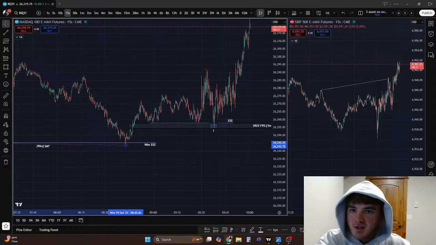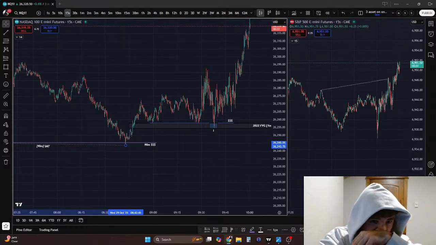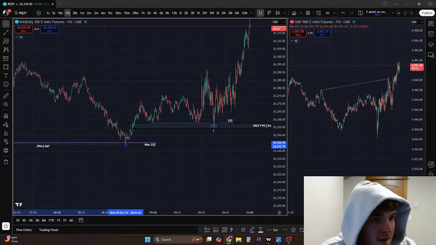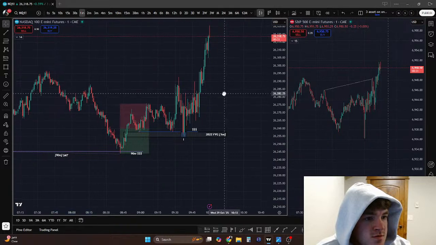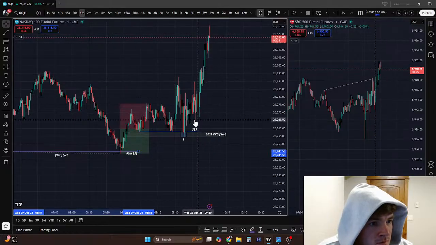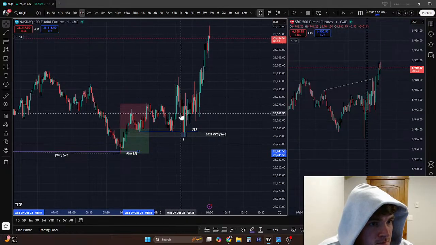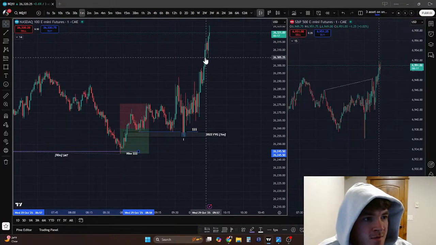But you can clearly see kind of the logic behind what happened today. We never tap back into the first percent value gap. This is the first percent for value gap right here.